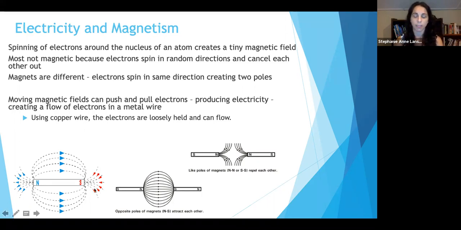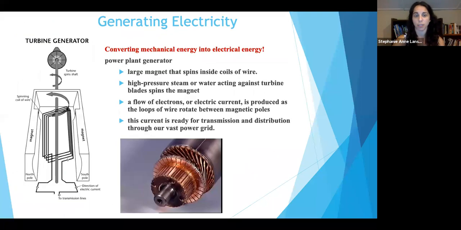And so again, we see that the opposite poles attract each other. And by moving that magnet through, we're actually pushing and pulling electrons. So that movement of the turbine with the magnet is going to push those electrons out, and that's our electricity.